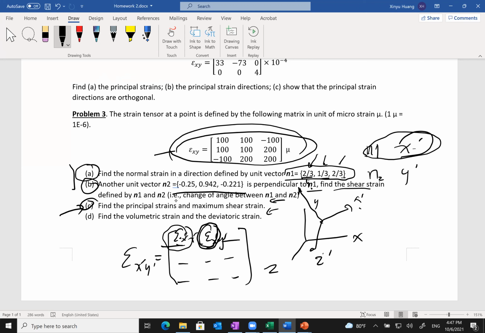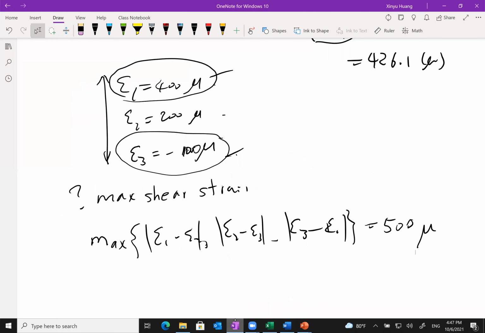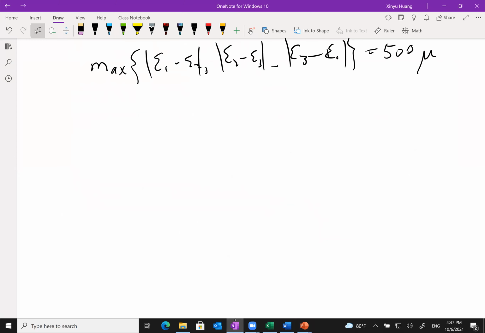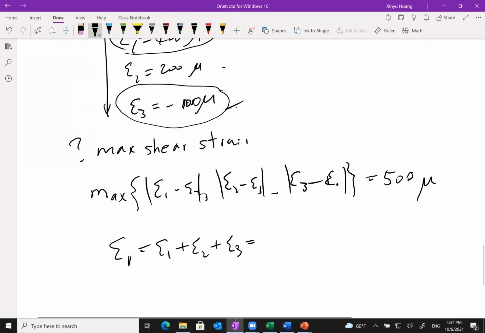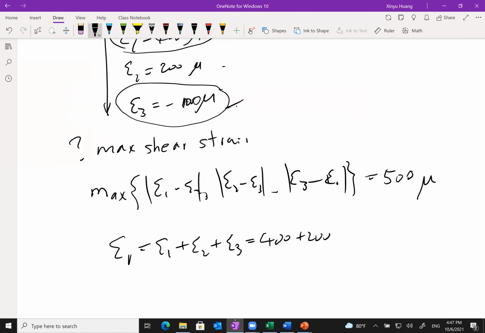Part D is find volumetric strains. Volumetric strain is the sum of the 3 principal strains. Volumetric strain is 400 plus 200 minus 100, equal to 500 micro.